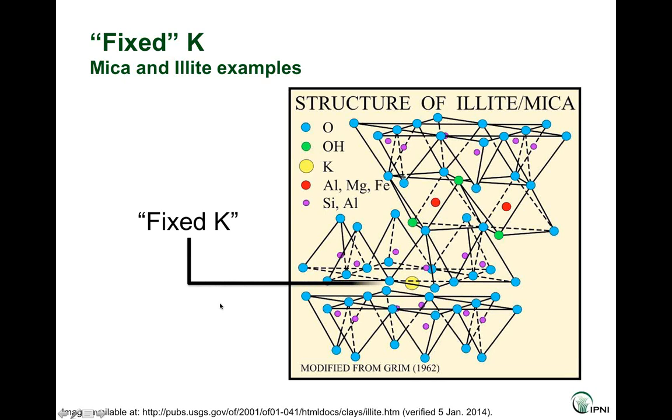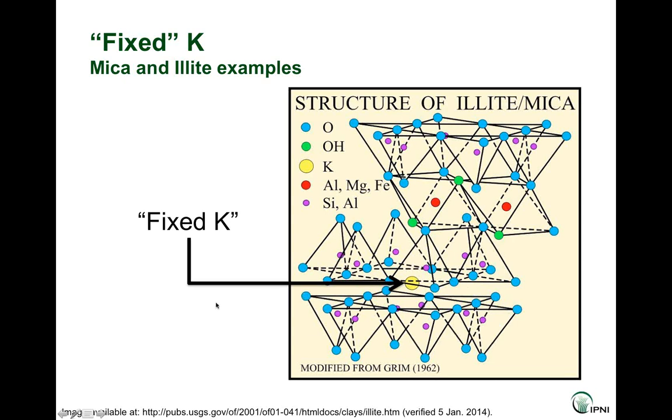So the potassium is a positively charged cation, and these sheets carry a net negative charge. So then the positive and negative charges help hold that potassium in place, and also the arrangement of the atoms makes it a structurally good place for potassium to bond.